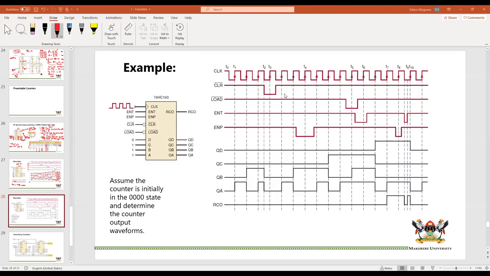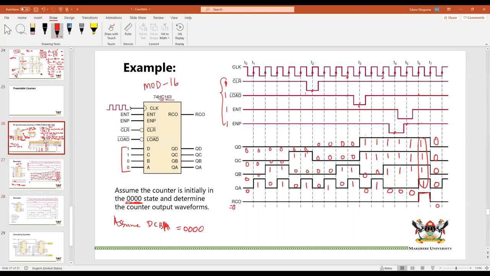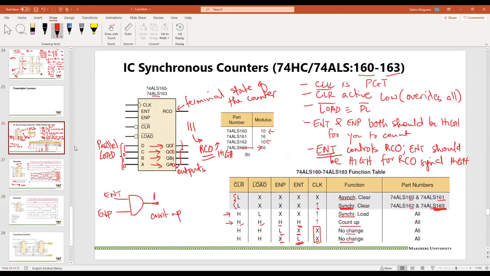The loading state. Oh, okay, somebody didn't get the loading state, so let me repeat it briefly for them. The loading state is when load is low, because it is active low. What we know is that these don't matter, of course, since it overrides them, but we also know that the clear overrides the load. So the load is second in command or in capability. Anyway, if we want to load, we put the load in the low state.